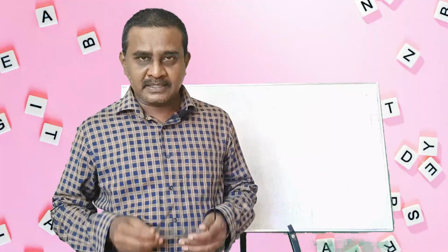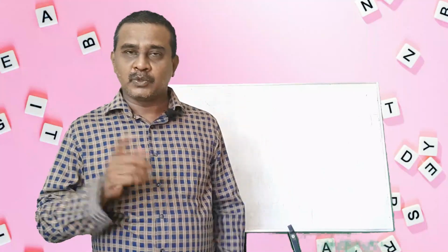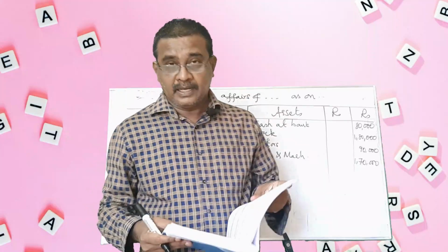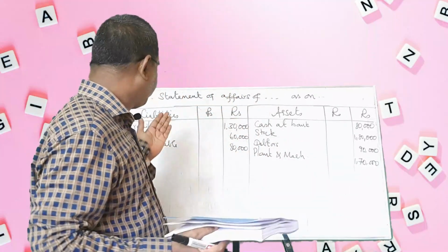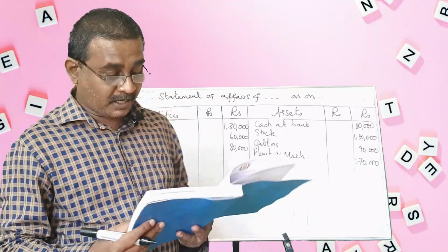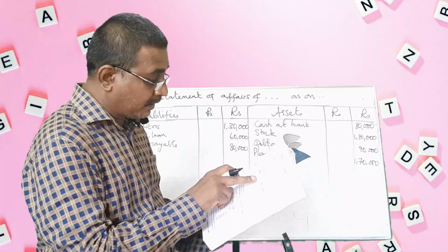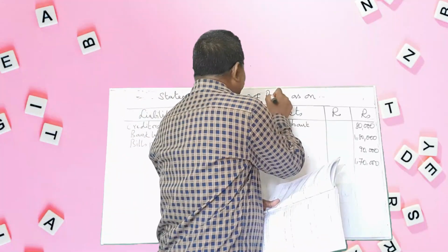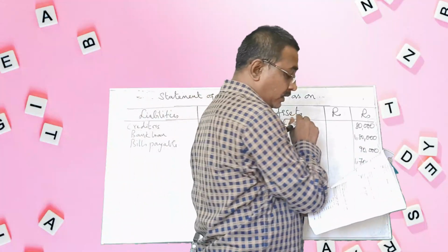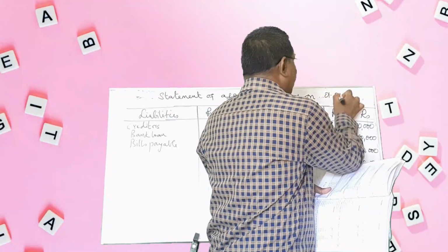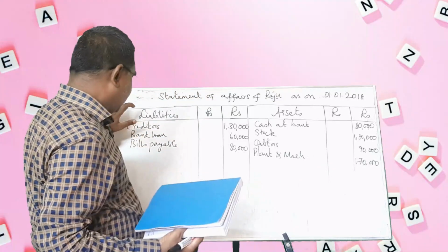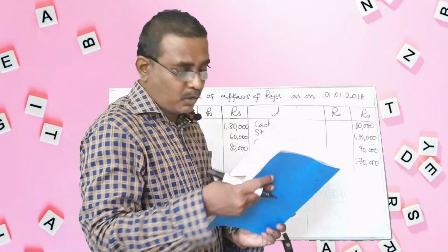Now, let us prepare the statement of affairs using the opening balances and find out the opening capital. Let us see how we are going to prepare the statement of affairs with the figures given in the first column. Raju, because it is the statement of affairs of Raju as on 1/1/2018. And I have written liabilities, assets. Let us go one by one.